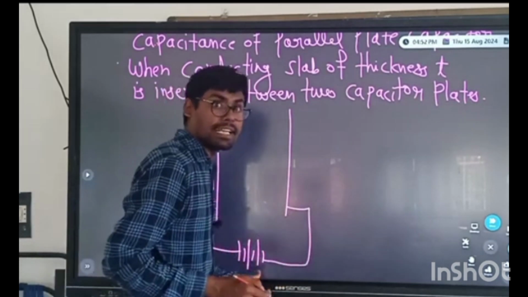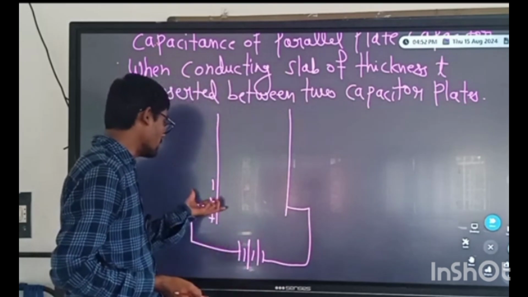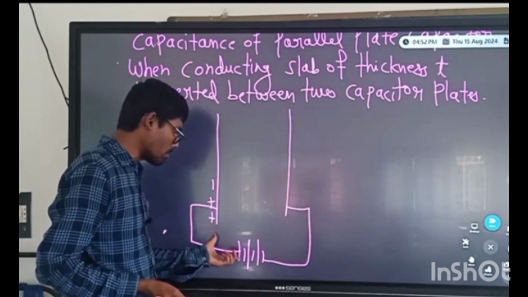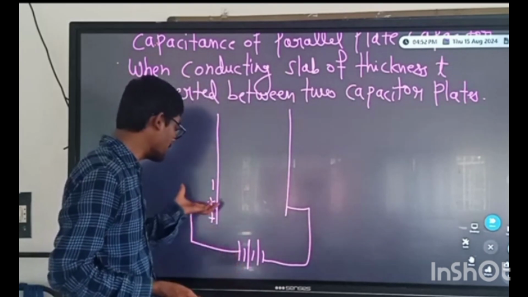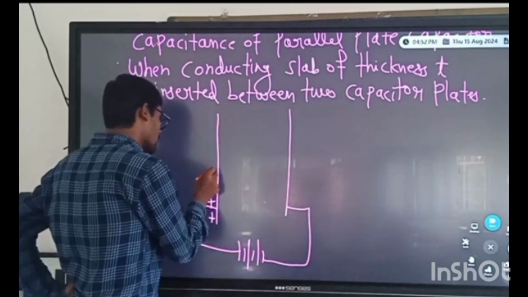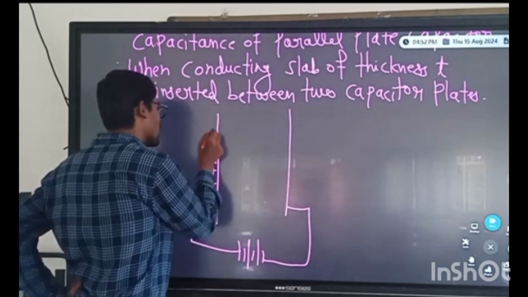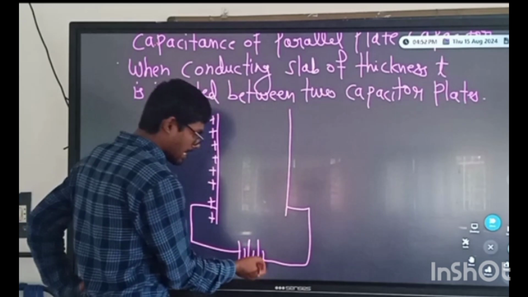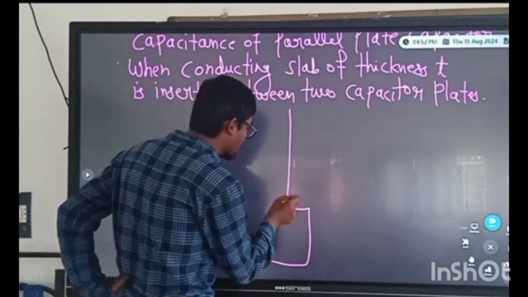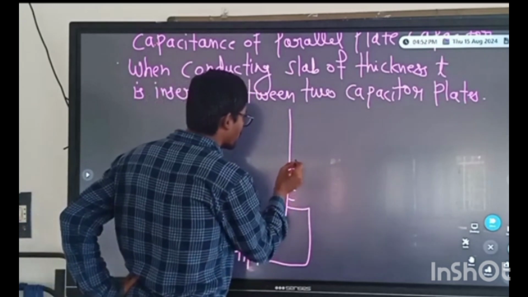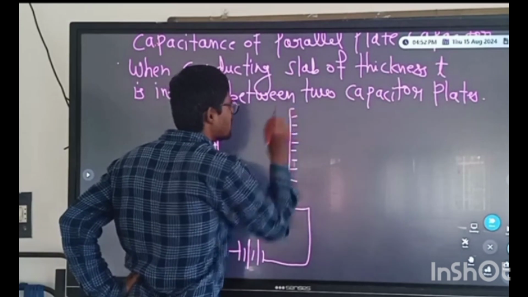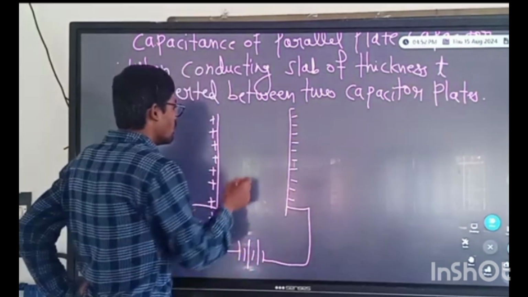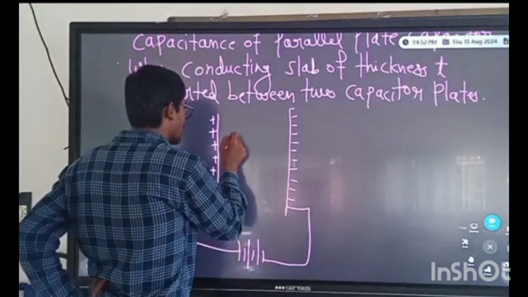As soon as it is connected to the battery, this plate, since it is connected to the positive terminal of the battery, will become positively charged. So positive charge will accumulate here. This plate is connected to the negative terminal of the battery, so negative charge will accumulate here and it will become negatively charged.